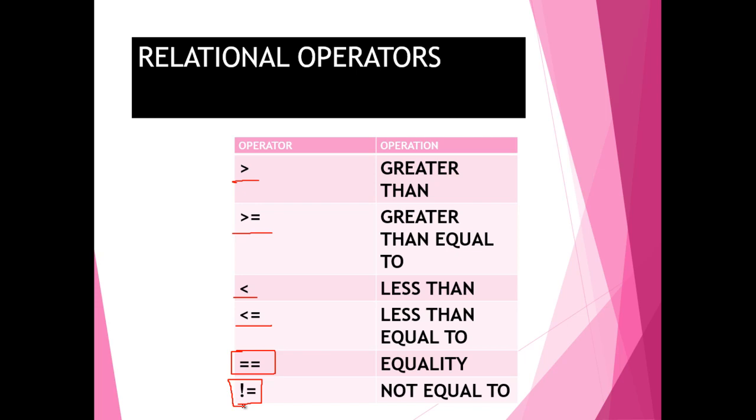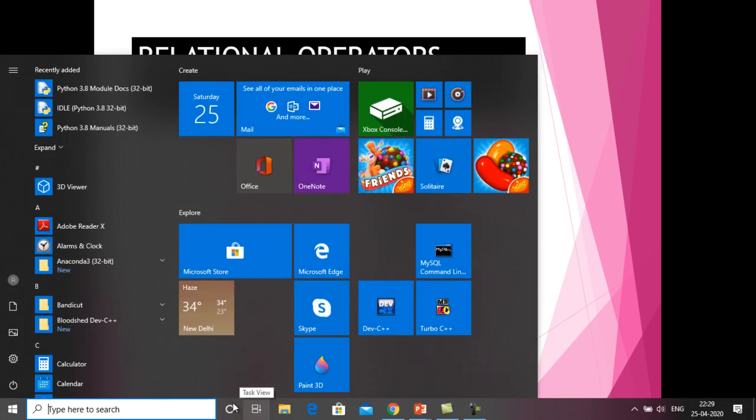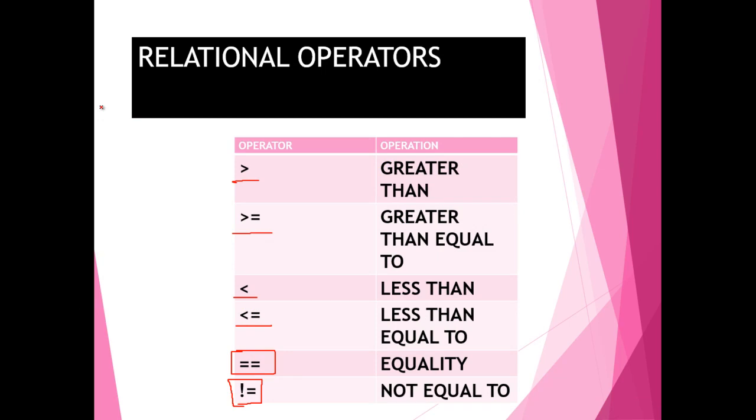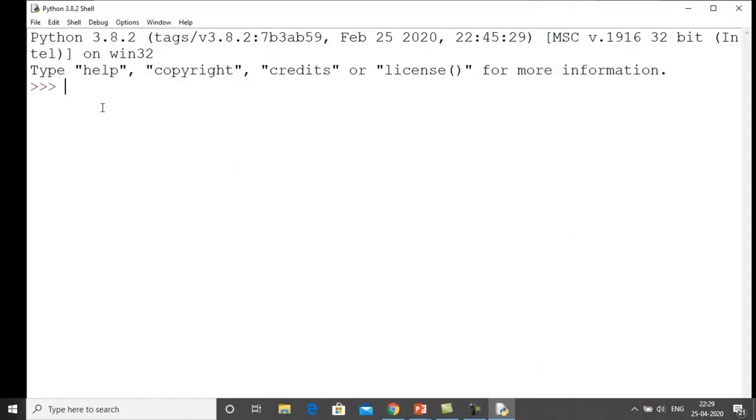Let me perform the operations related to these operators practically also. Let me open Python first. I will open IDLE. Just wait, the interactive environment is going to open now. The interactive mode of Python is now open. Suppose I write 5 greater than 2. In this expression I am using the greater than operator. The relational operator always gives the answer as either true or false.